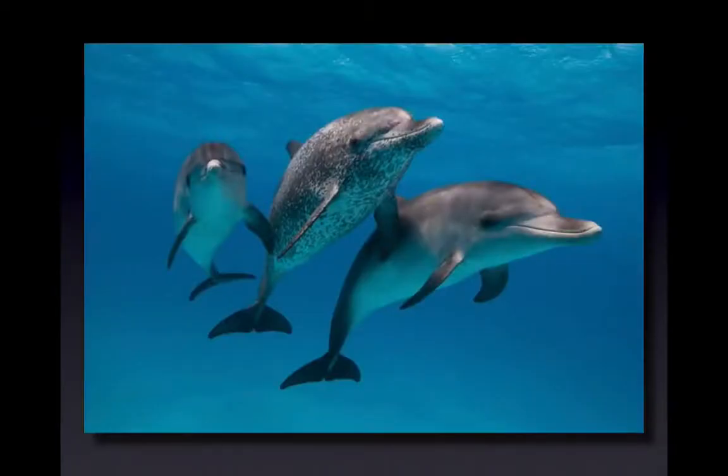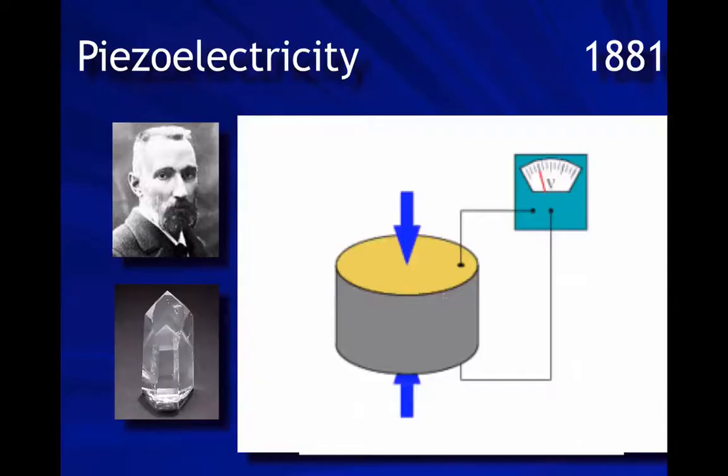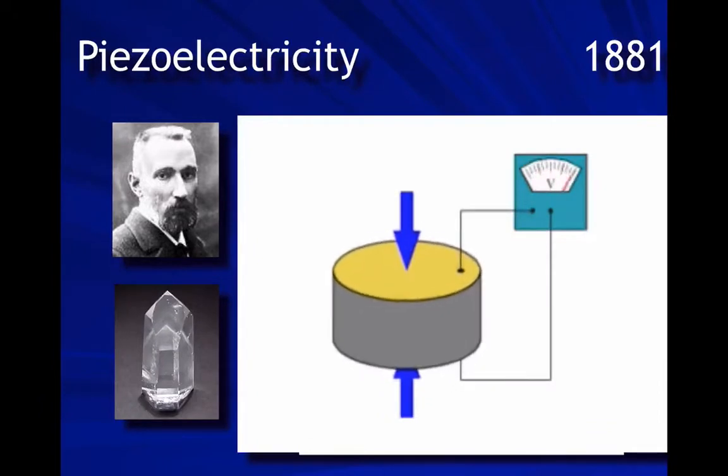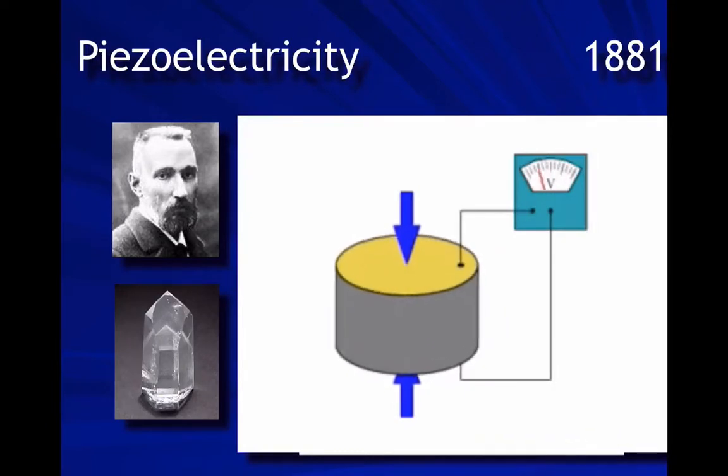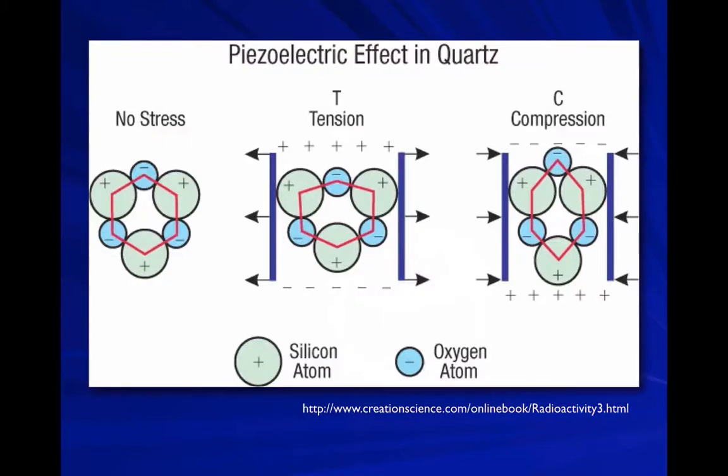Other animals use geolocation too, like dolphins. And then there are the concepts of piezoelectricity. Pierre Curie found that some types of crystals reacted with an electrical potential when mechanical stress was introduced. That was important because that's the basis of how our transducer probes work.